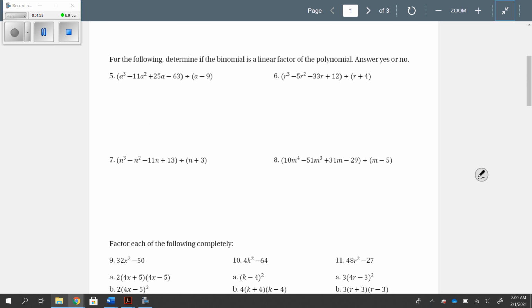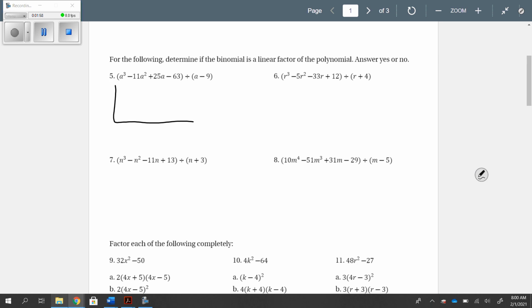Let's move on. It says, for the following, determine if the binomial is a linear factor of the polynomial. This is where your answer is yes or no. This is all you have to do. Do synthetic division. If you get a remainder at the end, the answer is no. So if you get a remainder, the answer is no. If you do not get a remainder, which means it equals 0, then the answer is yes.